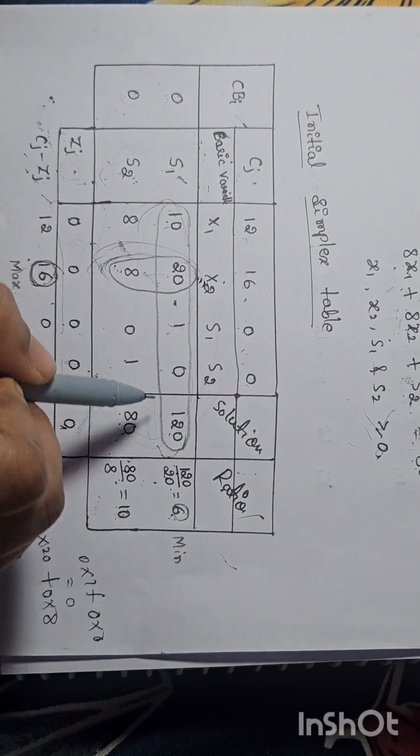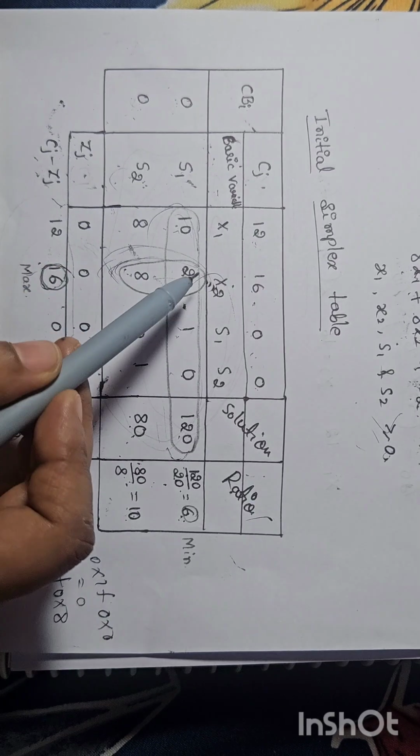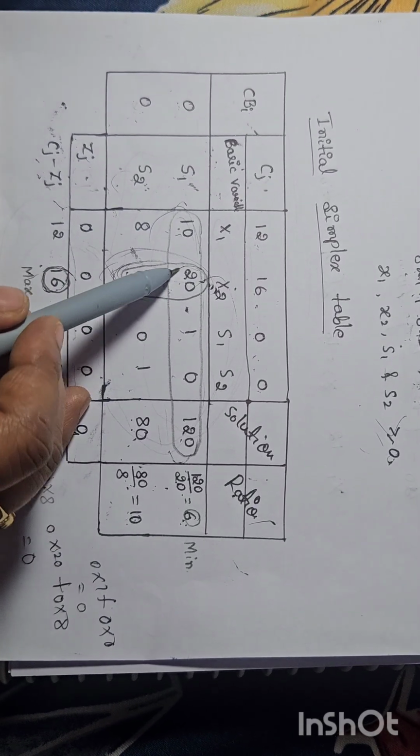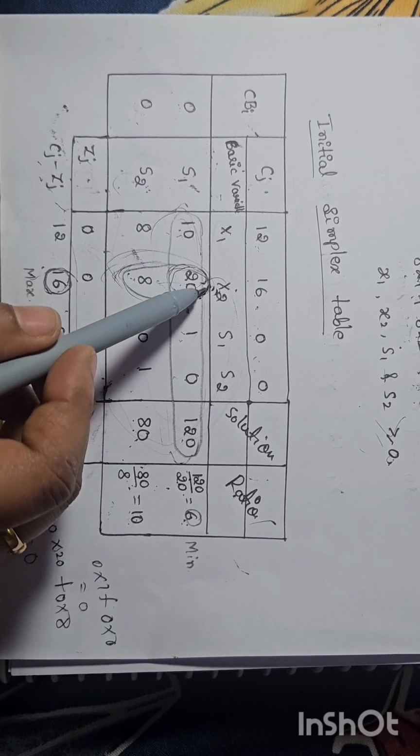This row we have to call as the key row. This is the key column, this is the key row. The intersection point we have to call the key element.